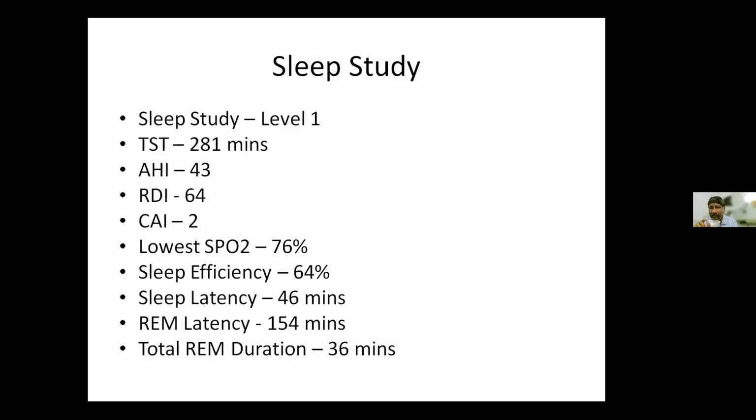Yeah. But still his mean saturation is around 96 to 97. He could maintain it. And the lowest saturation is only 76. Right. How much time was he below 90, Vijay? Sorry, I didn't have the sleep report.